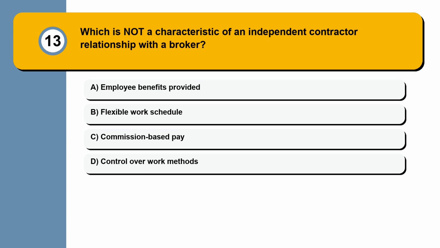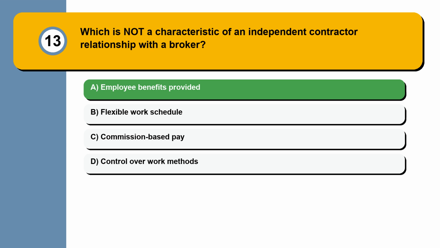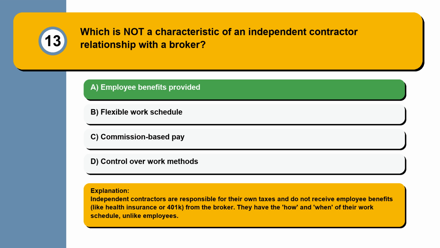Question 13. Which is not a characteristic of an independent contractor relationship with a broker? Employee benefits provided, flexible work schedule, commission-based pay, control over work methods. Independent contractors are responsible for their own taxes and do not receive employee benefits, like health insurance or 401k, from the broker. They decide the how and when of their work schedule, unlike employees.